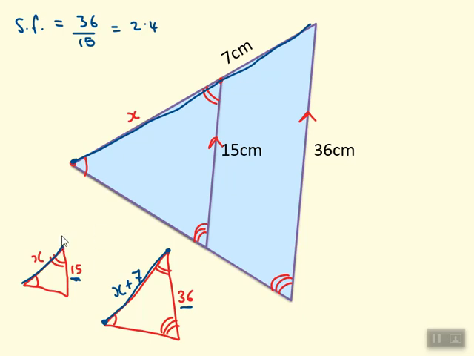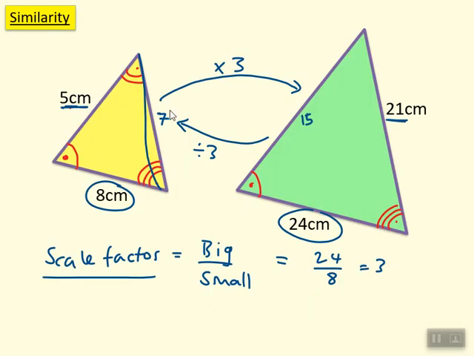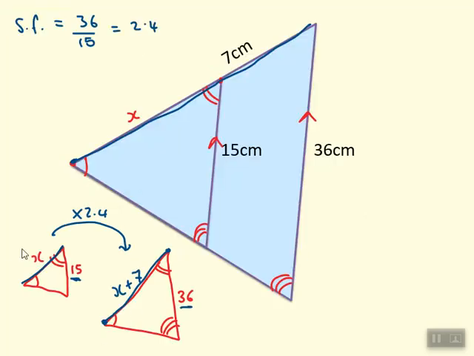Any side on the small triangle is going to get multiplied by 2.4, and that will give you the length of the side on the bigger triangle, right? Remember on these ones here, for example, on the small triangle you times by 3 to get the big one, and you divide by 3 to go back. Well, we're using that logic here. So any side on the small triangle, if you multiply it by 2.4, that's got to equal the same side on the bigger triangle.